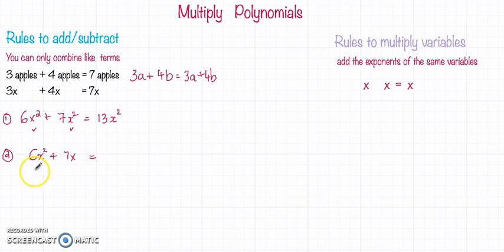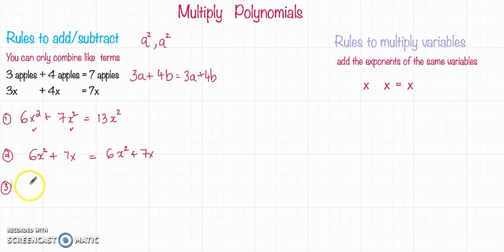In this case, they're not like terms, because to be like terms, not only the variable but the exponent also must be the same. See, you can add a only with a. Just like that, you can add a squared only with a squared. The degree has to be the same. So here you cannot add them, so your answer is just 6x squared plus 7x.